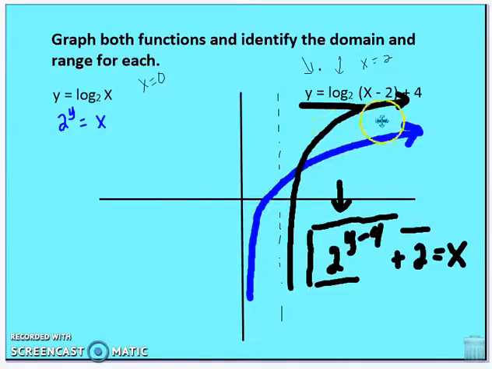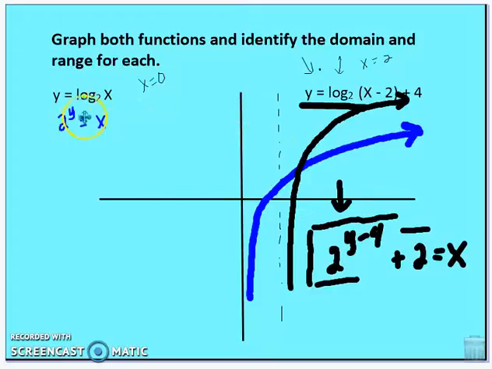And now let's talk about the domain and range of the two functions. If we take a look at the domain of 2 to the y is equal to x, we can see that x has to be greater than 0. There are no values for y which we can substitute in to get a result for x that's 0 or less than 0. So our domain is x has to be greater than 0. And in this case, y is going to be all real numbers. You can supply any value in for y and get a real number result out for x. So domain is x is greater than 0 and y is all real numbers.